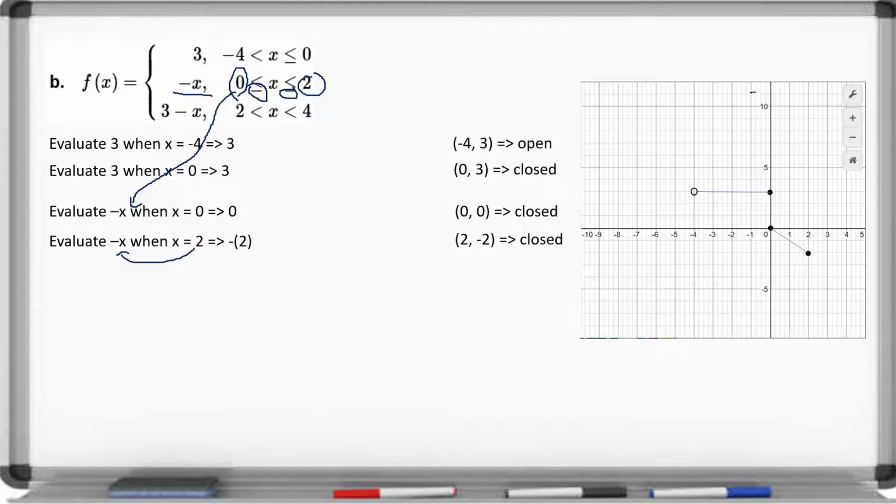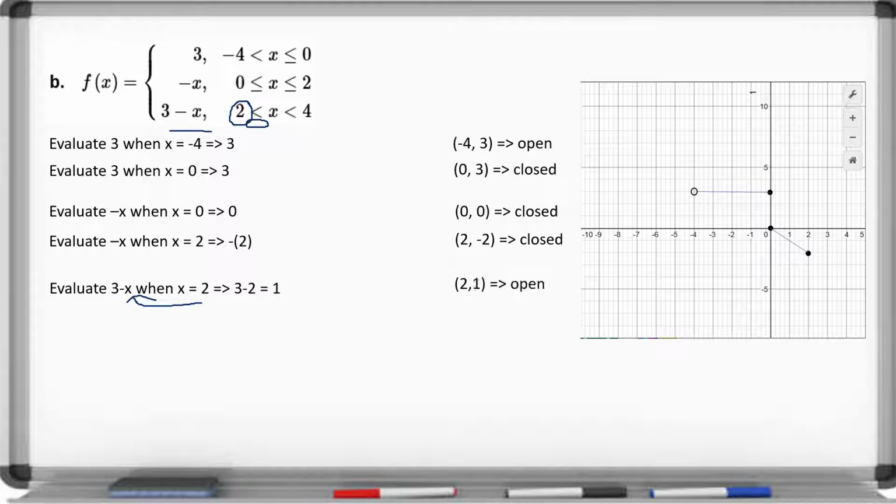All right, now we're considering our third rule, 3 minus x. We plug in x equals 2, which is open because there's no bar underneath there. So 3 minus 2 is 1. We got 2 comma 1, which is open. Next we plug in 4, which is open because there's no bar underneath the inequality. So plugging in 4, we get 3 minus 4, which is negative 1. So we get 4 comma negative 1, which is open. Now we plot those points and connect them like such. All right, so we got our graph.